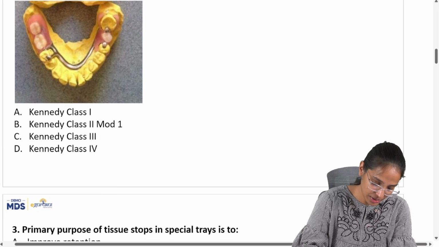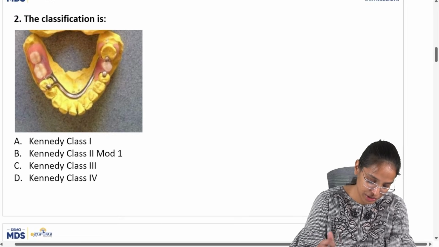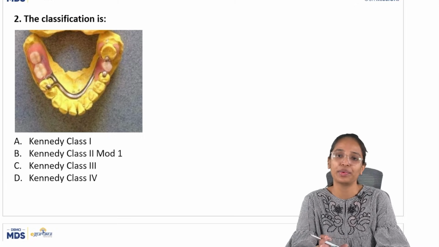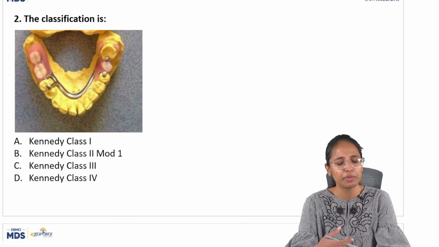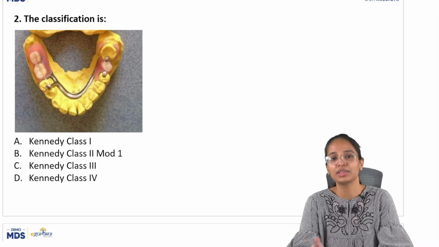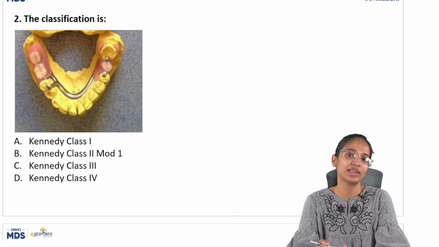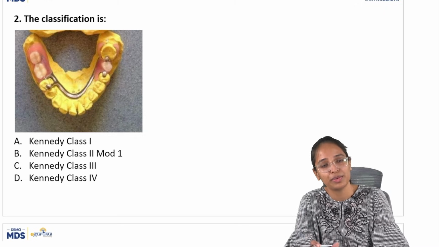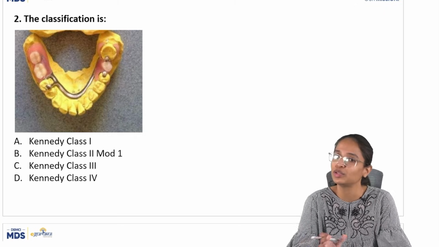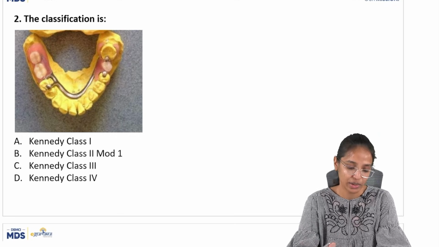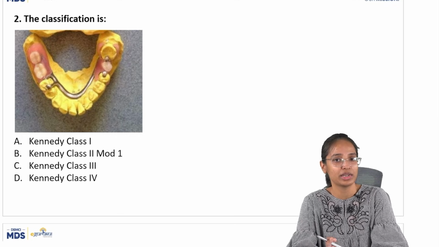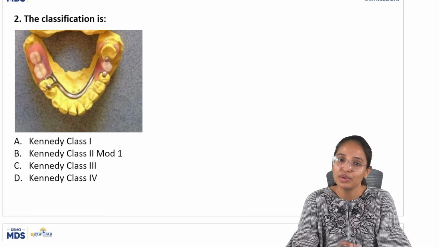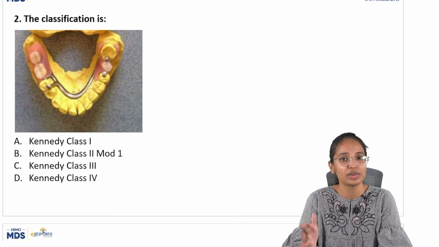Now, second question, classification of this particular case is what? Now, Kennedy's classification is quite a repeated topic and is asked probably a lot of times in our exams in one way or the other. The various ways where Kennedy classification can be asked to us is what? Either they give you an RPD and ask you to identify it, or they straightforward show you the edentulous area. Now, when they give you an RPD, it becomes a trick question if you have not studied your Kennedy classification very well. Why? Because you are not seeing the missing area. So there's a visualization issue here.